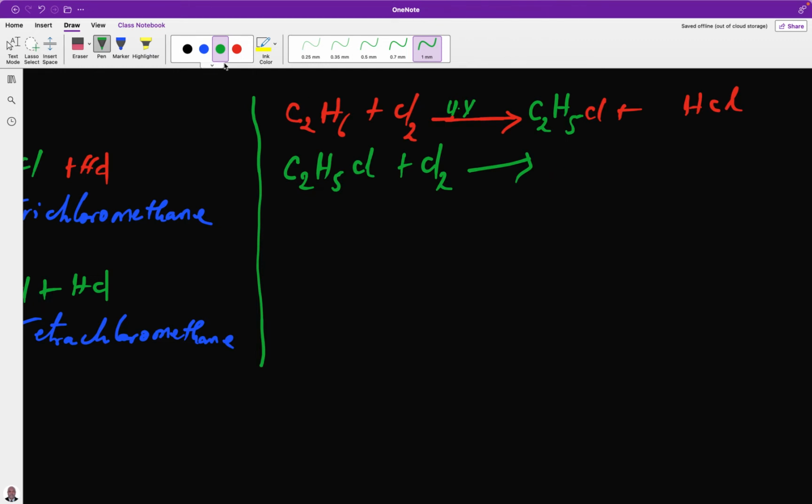We will have C2, instead of five, we'll have what? C2H4. When chlorine substitutes hydrogen, the number of hydrogen atoms in ethane is decreasing and the number of chlorine atoms is increasing. So instead of Cl, it will be Cl2. C2H4Cl2 plus HCl. Now, this molecule comes here again. Let's see how it works until all the hydrogen atoms are completely substituted.